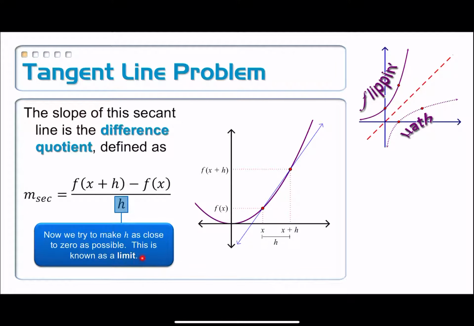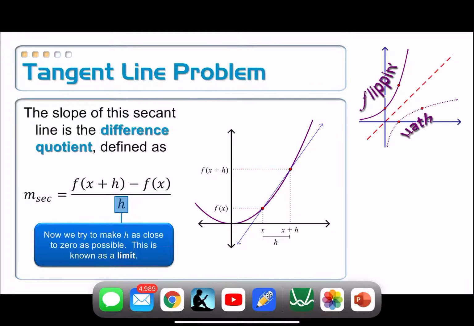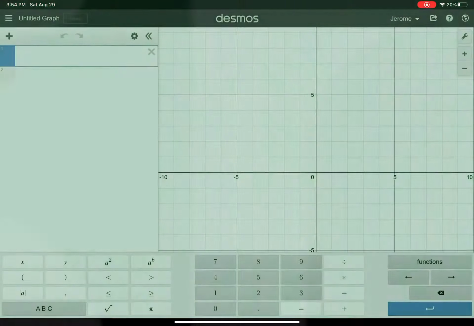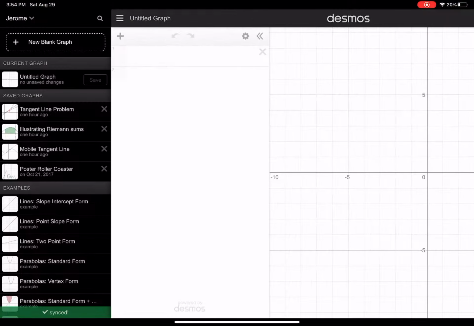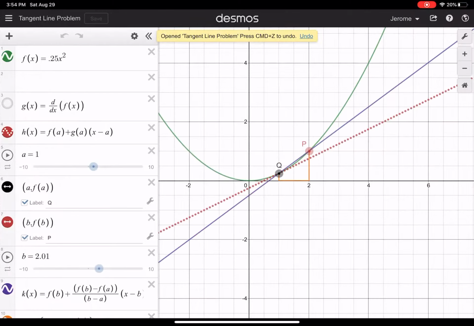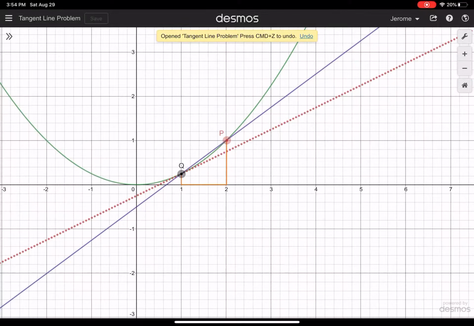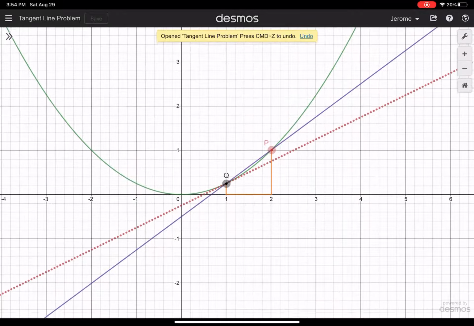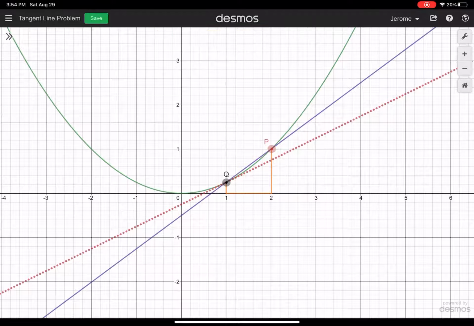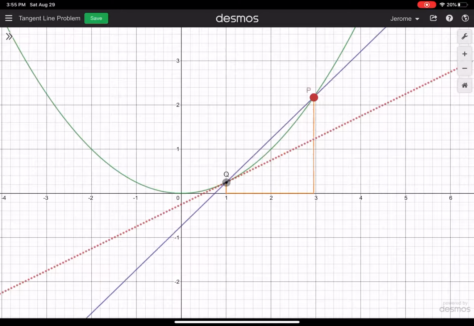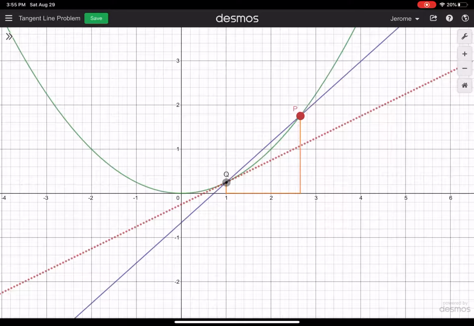I'm going to try to make this h right here as small as I can possibly get it. So let me show you that on decimals also. A static picture only goes so far. It is the tangent line problem. Here we go. Let's hide this stuff. And I have the same kind of setup that I had before. I've got these 2 points. The dotted line there is the actual tangent line, and the purple one here is the secant line, okay?